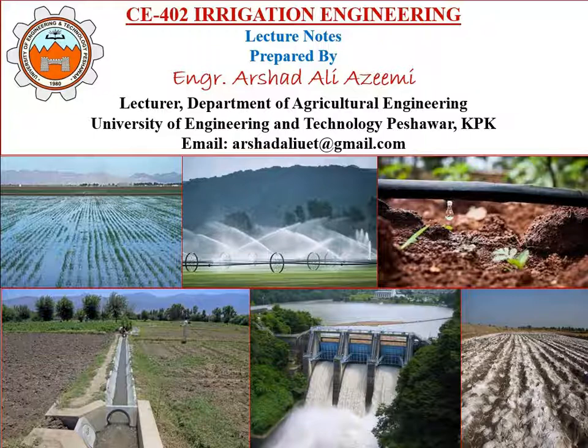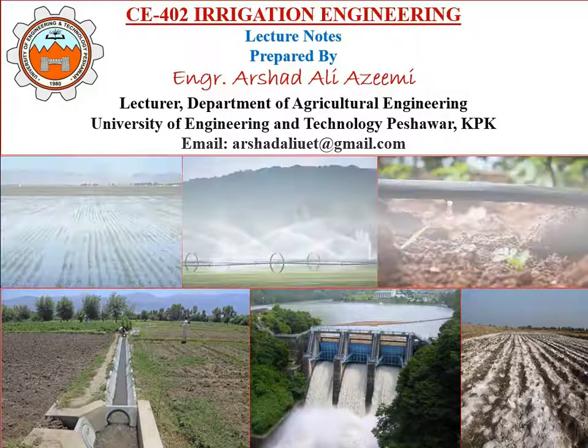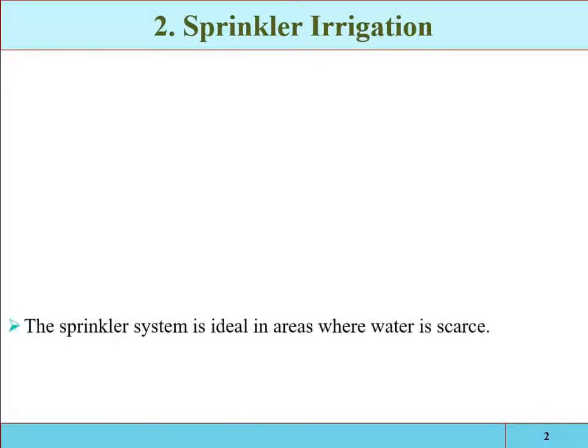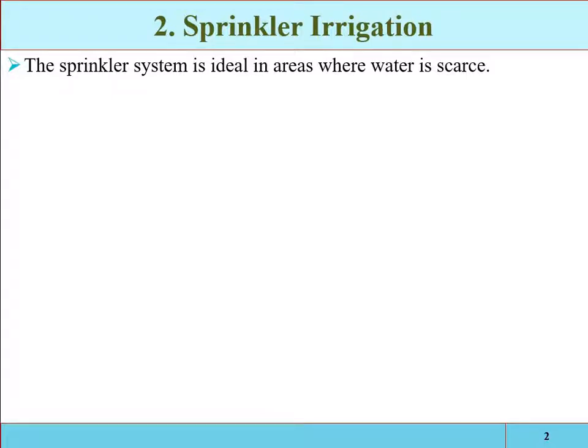In this part of the tutorial, we will discuss the high efficiency irrigation methods, which are the sprinkler and trickle irrigation systems. So the sprinkler irrigation method and trickle irrigation method, these two methods are called the high efficiency irrigation methods. The sprinkler system is ideal in areas where water is scarce. Remember that the systems which we will cover in this part of the tutorial are the high efficiency irrigation systems.